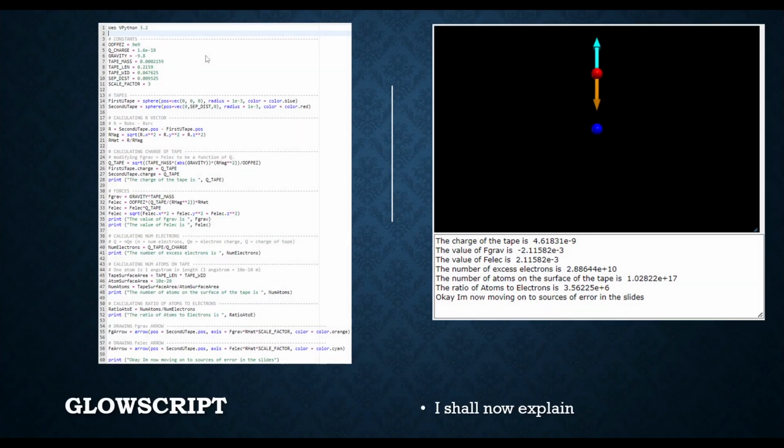And you can see that in our GlowScript code right here. We got the constants, the tapes, aka the spheres, r vector. We have the calculating the charge of the tape right here, the square root equation that I was talking about earlier. And then using that to get the forces of gravity and forces of the electric field, get the number of electrons, number of atoms, ratio, and then drawing the arrows, and you can see the results right here.